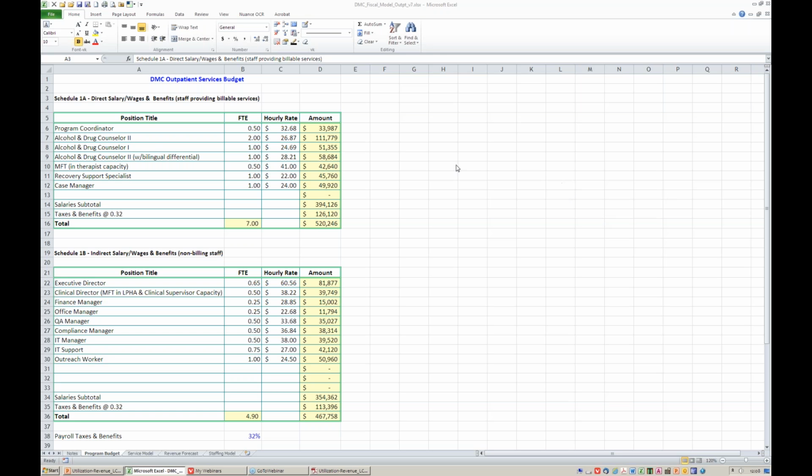There's a bilingual differential. I mean, that's not uncommon that somebody who has and uses in the job their bilingual skills gets paid a little extra for it. So here it's about $2, a little less than $2 an hour. That may be a little high for that.